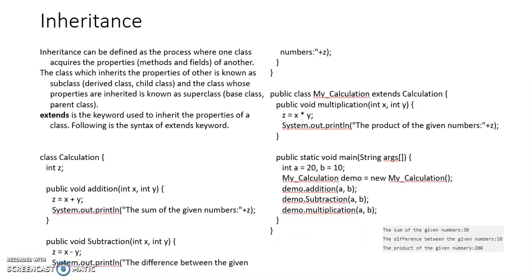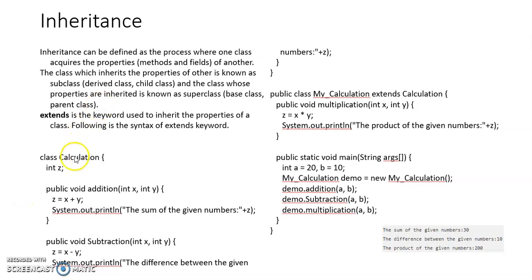As mentioned before, inheritance can be defined as a process where one class acquires the properties, that is the methods as well as fields, of the other class. Like the base class and derived class concept, here we have superclass and subclass, and the keyword used is extends. So we'll look at a program over here.